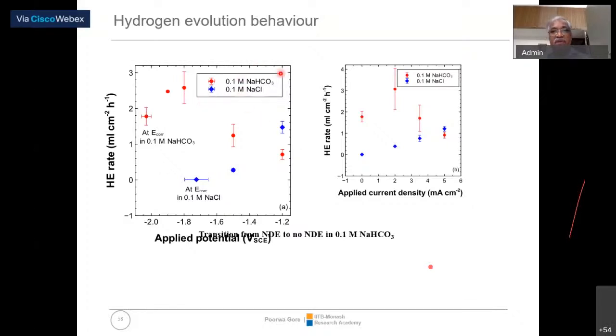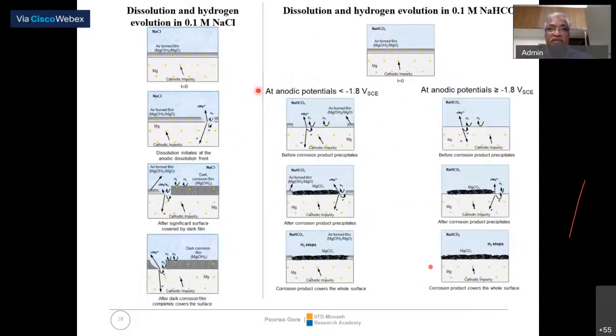Why does it not happen? Because the metal is very virgin and does not form oxide films. So the oxide film is a reason for NDE. The moment you remove the oxide film, NDE does not occur. And anodic polarization removes the oxide film, and so hydrogen evolution takes place. So we can look at the mechanism of this one, and what all things are taking place. It's a full thesis, so we'll not be going into details.